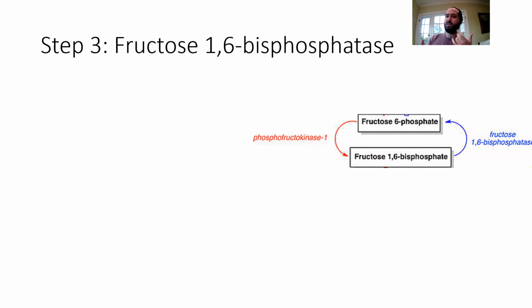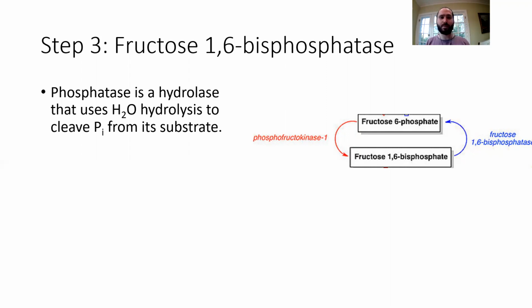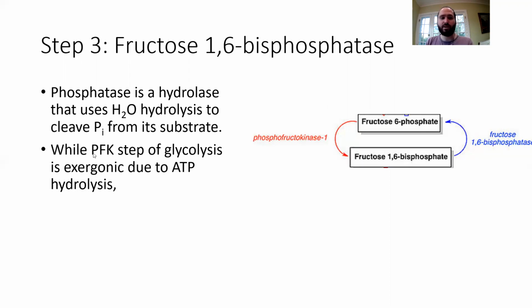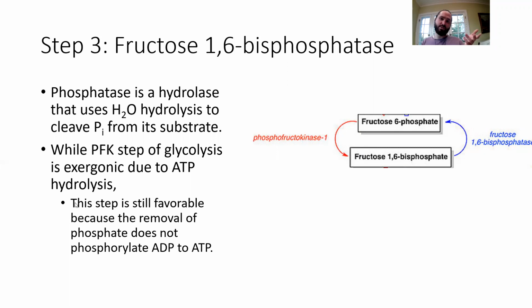And that's actually what allows this step to be favorable: since we're just removing a phosphate and not trying to do two things at once and also phosphorylate ADP to ATP, it's a lot easier to do this way. We have a phosphatase, which is a hydrolase that uses water to cleave phosphate from its substrate. So we're cleaving a phosphate off of fructose 1,6-bisphosphate and going back to fructose 6-phosphate. And like I said, while the phosphofructokinase step of glycolysis is exergonic due to ATP hydrolysis, this step is still favorable because the removal of phosphate does not phosphorylate ADP to ATP. That's all I have for this one. Any questions?